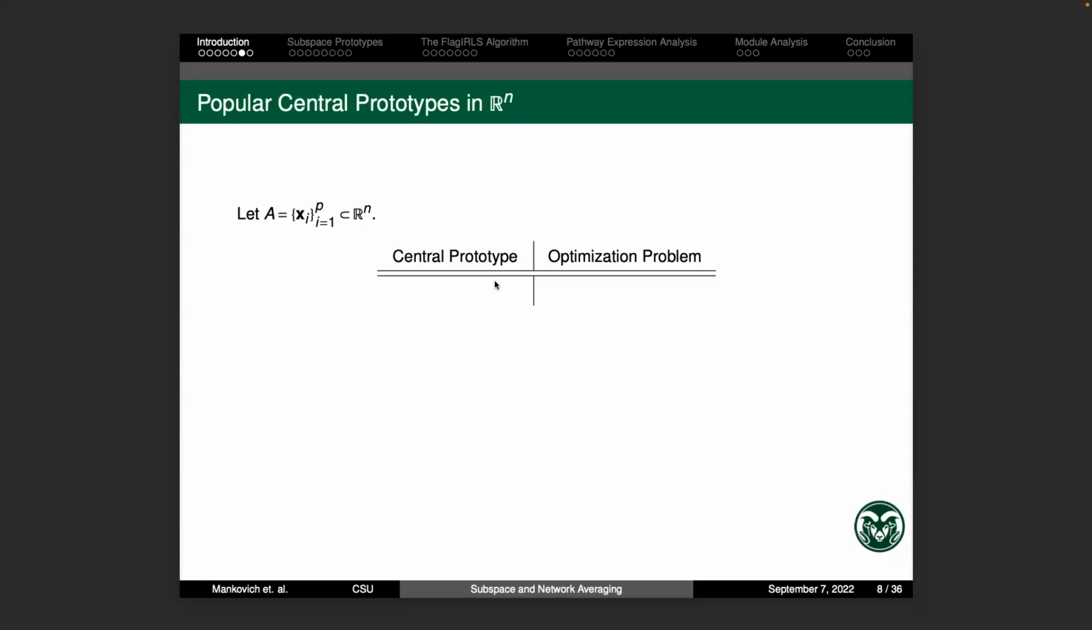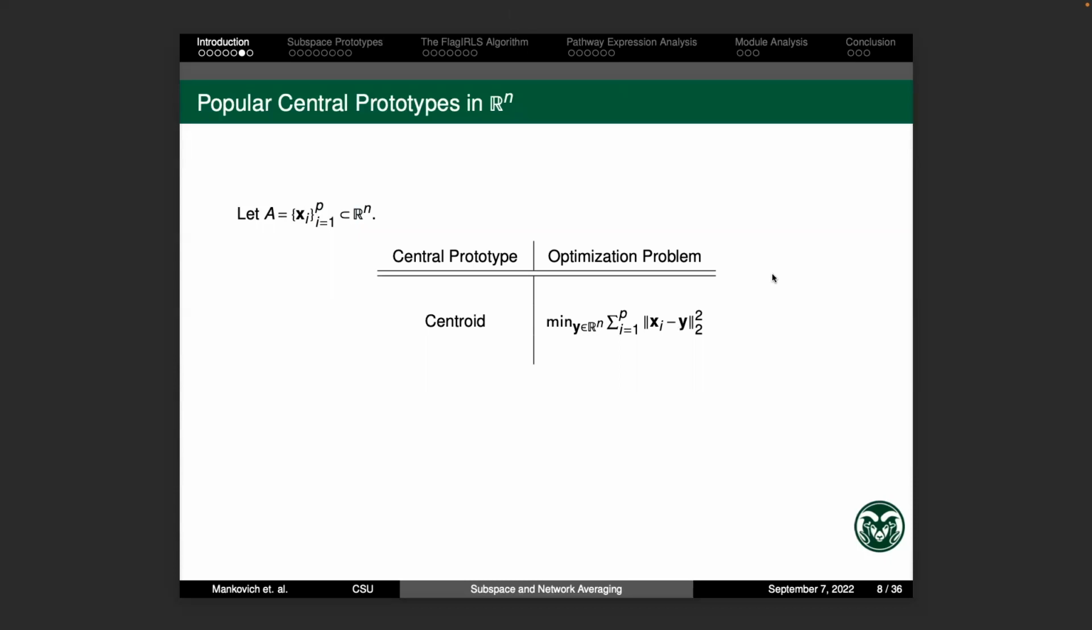Okay. So let's just list out a central prototype. And I said there was going to be optimization. Here's the beginning of optimization. And we're going to talk about the optimization problems associated with each of these central prototypes. Because the central prototype is a solution to an optimization problem, or it can be written as such.